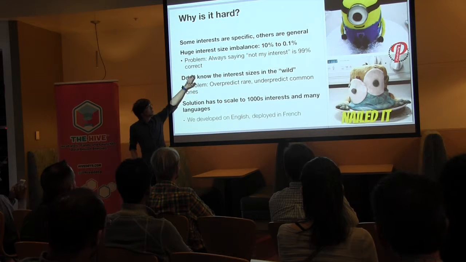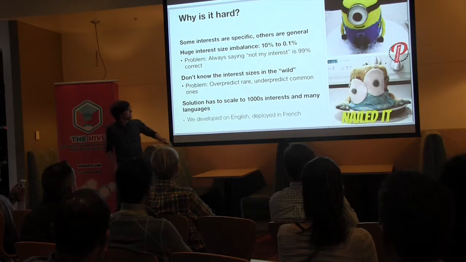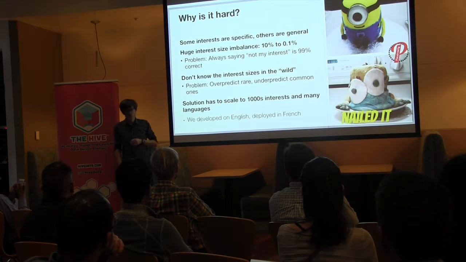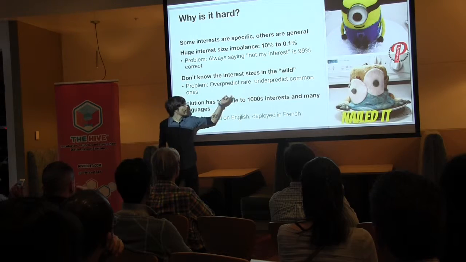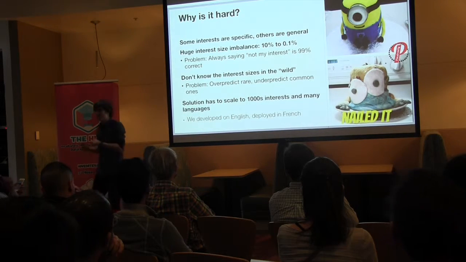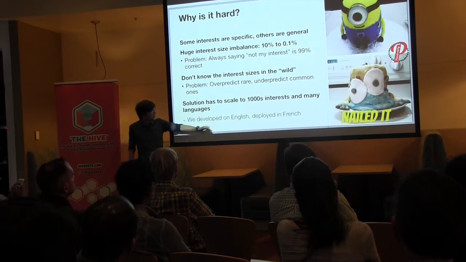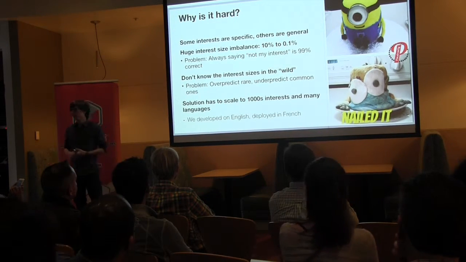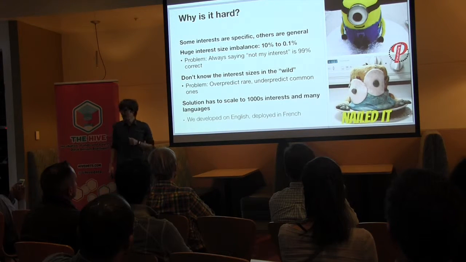And because you don't know which of these topics are big and small, you don't know the sizes of these interests in the wild, you tend to over-predict rare topics and under-predict common ones. And the question is, how do you deal with that? And then what becomes interesting here is, how do you scale this to thousands of classifiers, many different languages, how do you maintain this, and so on. So I'll touch upon this as well.